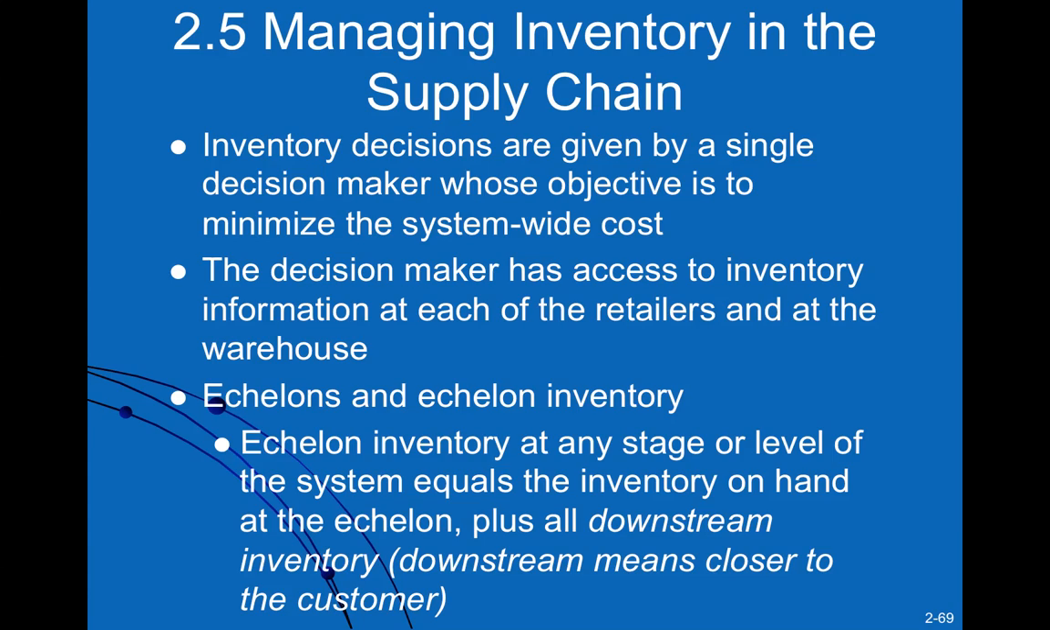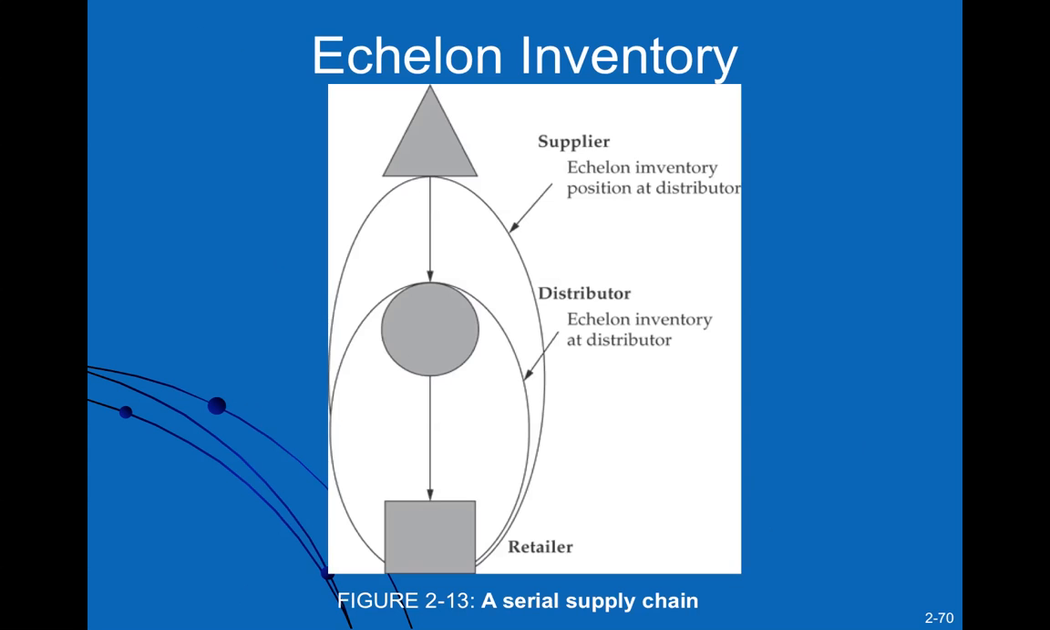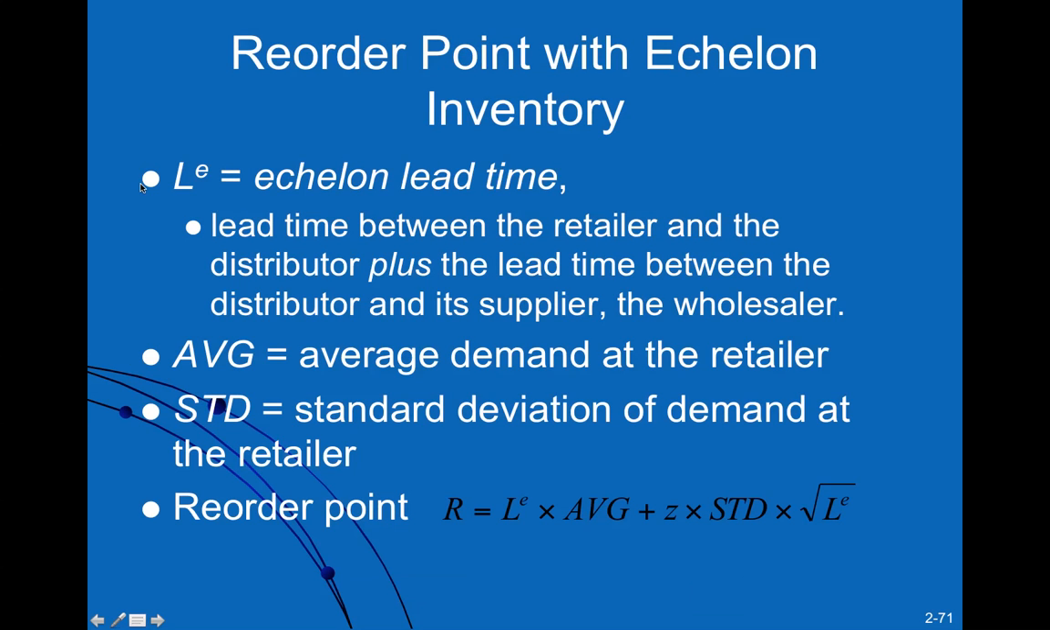And at each stage, one would want to know, what should my reorder point be at the manufacturing level? Or what should it be at the warehouse level or at the distribution center level, etc.? And there are some formulas for that. So if you look at this diagram, it shows us very quickly. The retailer's inventory would be their echelon inventory, but the distributor's echelon inventory would incorporate the distributor and the retailer. And then if you have a supplier like a manufacturer, then the echelon inventory would include all three facilities here.